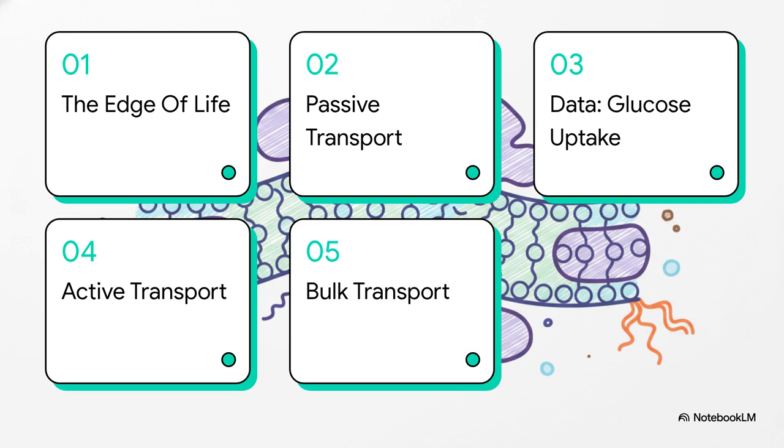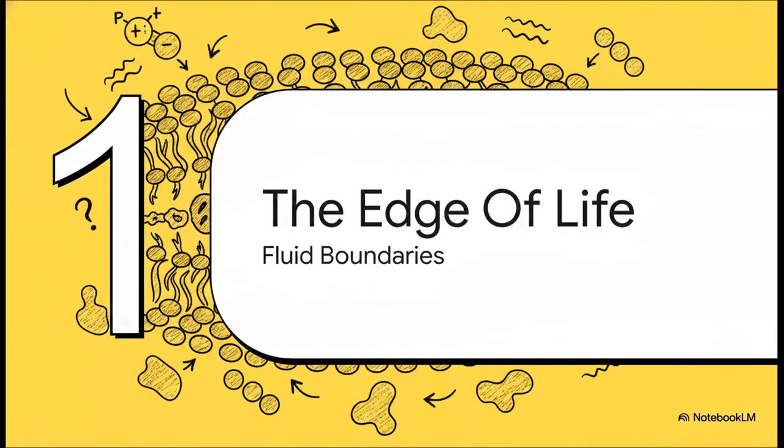So here's our roadmap for today. 1. The edge of life. 2. Passive transport and osmosis. 3. Data analysis on glucose uptake. 4. Active transport and pumps. And 5. Bulk transport, doing the heavy lifting. Let's get right to it.